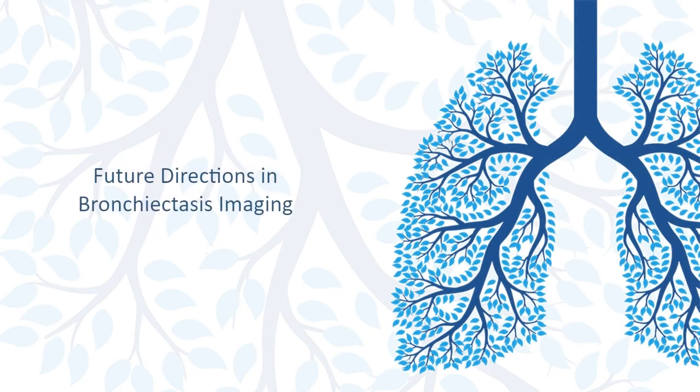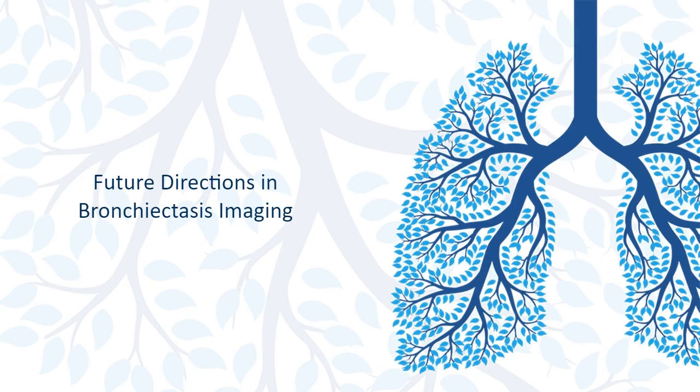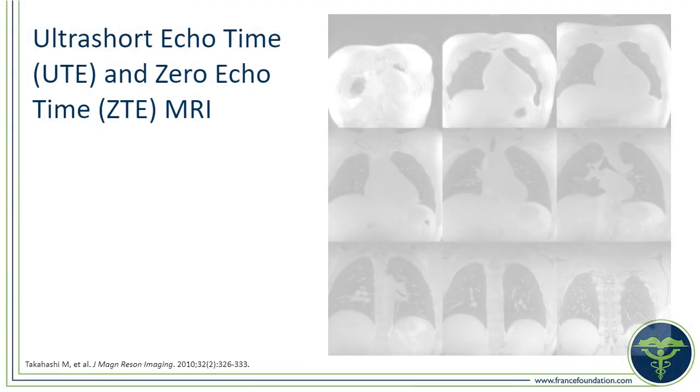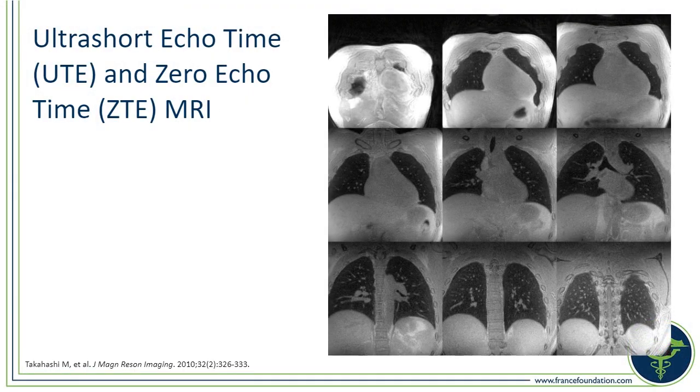Next, we'll speak about future directions in the imaging of bronchiectasis. Great strides have been made with regard to the treatment of bronchiectasis and the diagnosis, and continued strides in imaging are being made, including ultrashort echo time, UTE, and ZTE imaging using MRI.